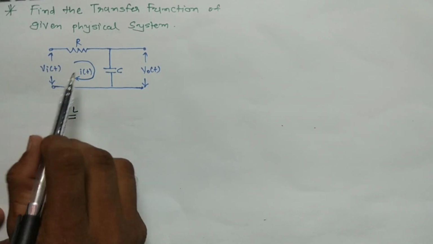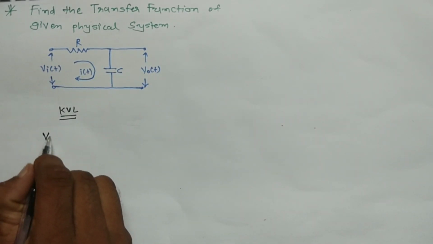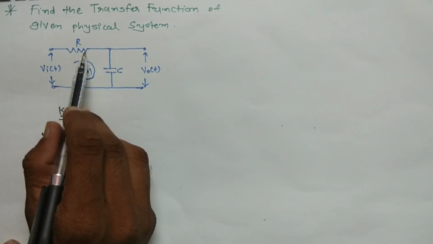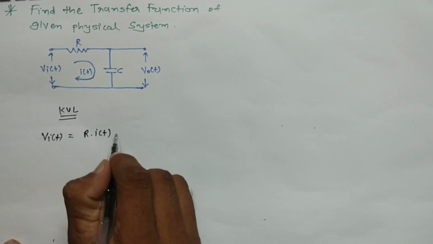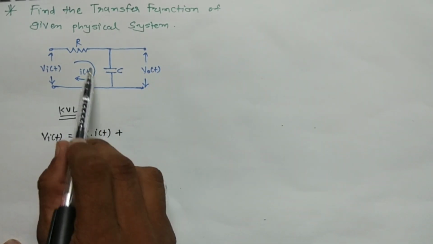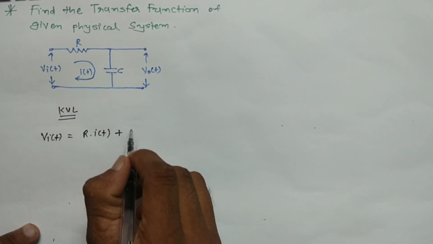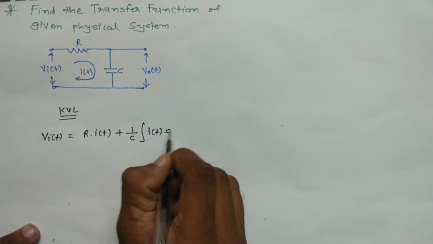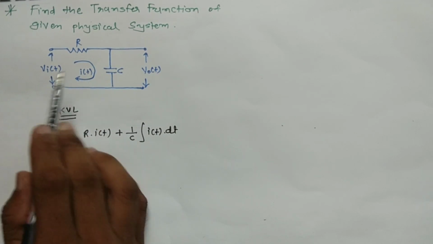Then we can write, for this loop, input Vi of t is equal to the voltage drop across this resistor, R into I of t, plus the voltage across this capacitor, which is given by 1 upon C integration of I of t into dt. That is the equation for this loop.